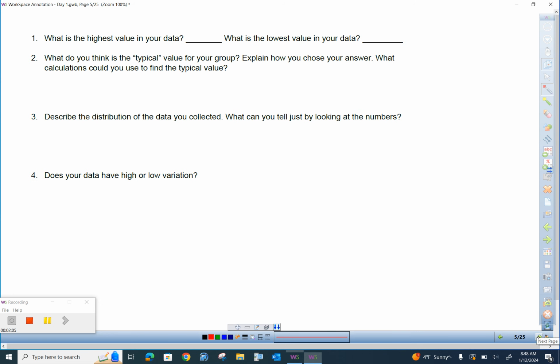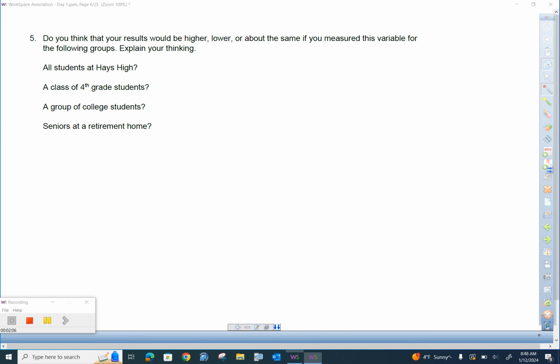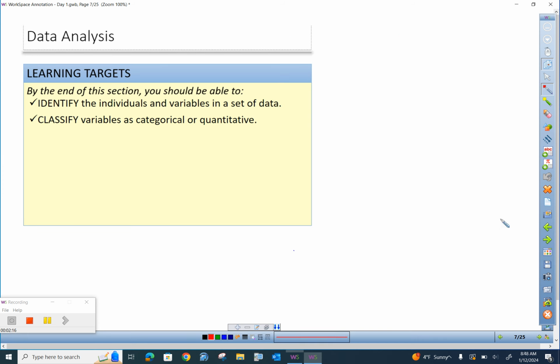So looking at the back side of your paper, we have a bunch of definitions here, and to go over those, we're going to talk about some of the things from section 1.0 in your book and some of the things from section 1.1. So these are the learning targets for section 1.0. You want to be able to, at the end of this, identify individuals and variables in a set of data, so we have to learn what those things are, and classify variables as categorical or quantitative.